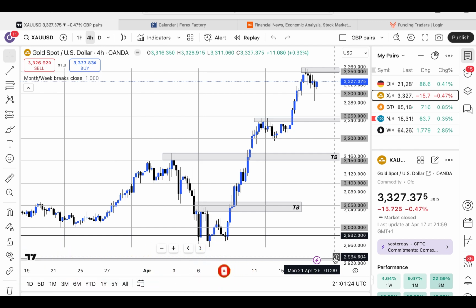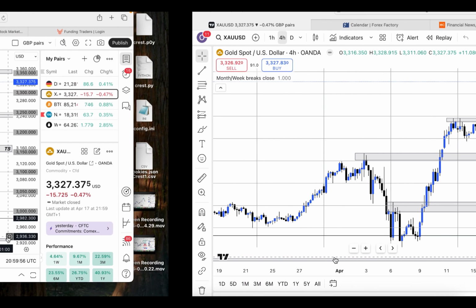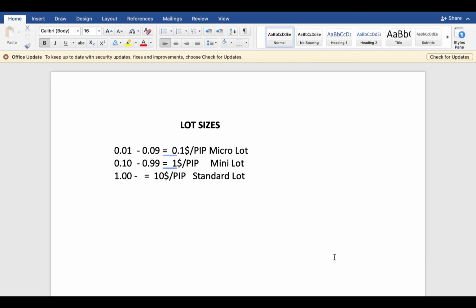Right, so we'll start with the first one, lot sizing. And what exactly is lot sizing? It's simply how much you are trading per position, right? Your lot size determines how much each pip move is worth. And if you get this wrong, even a small move against you can wipe out your account.